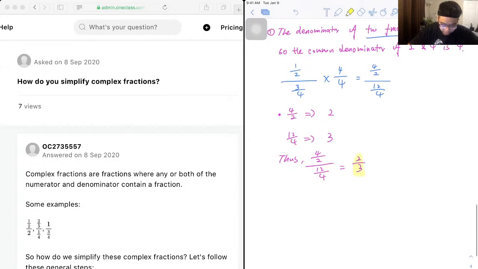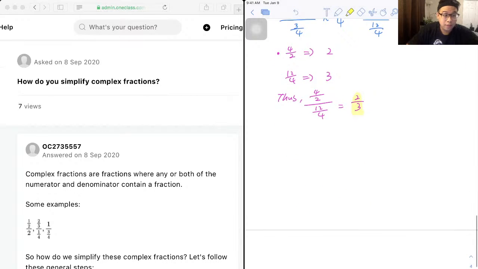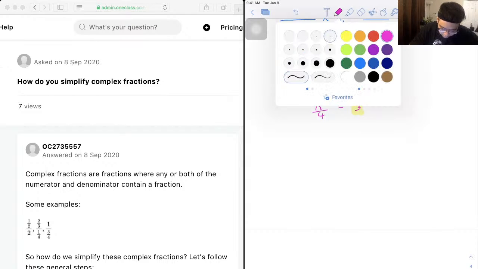And there is also another way of solving complex fractions, which is to multiply the inverse of the denominator to the numerator. So let's start a new page.